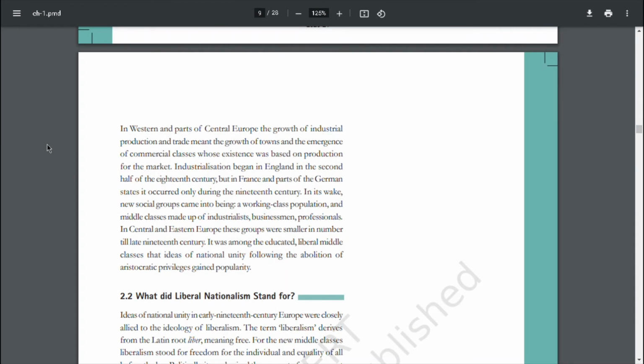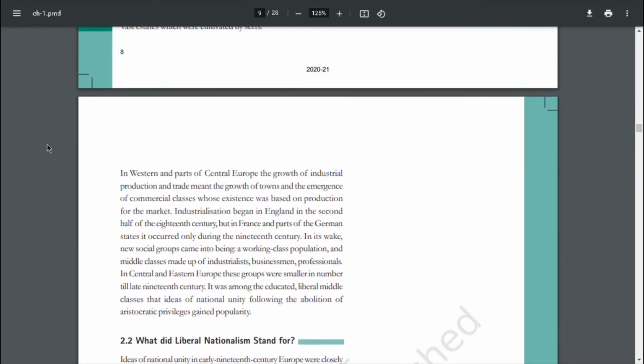In Western and parts of Central Europe, the growth of industrial production and trade meant the growth of towns and the emergence of commercial classes, whose existence was based on production for the market. Industrialization began in England in the second half of the 18th century, but in France and parts of the German states it occurred only during the 19th century.